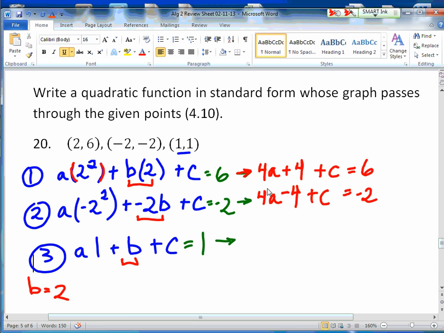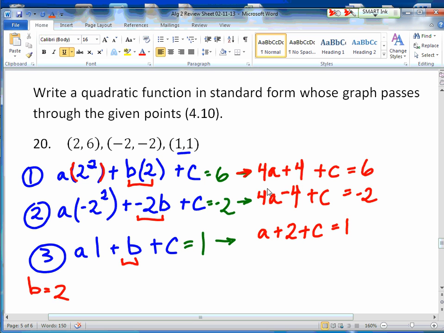And then, well, actually, I'm going to stop here because I can see that. I'm going to keep going, actually. Let's input b for each of them and then see which we can combine to get just one variable alone. Okay, so then lastly, we have a plus 2 plus c equals 1.